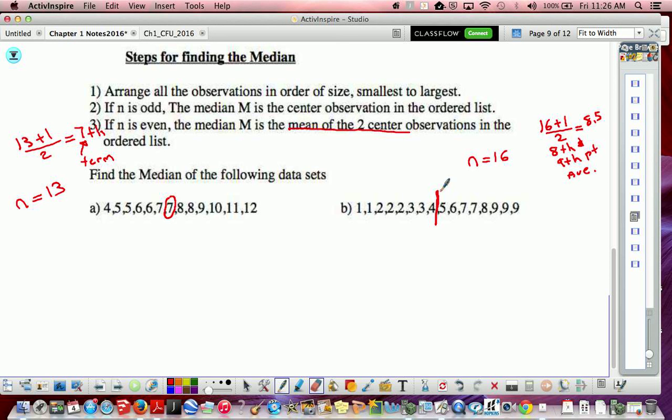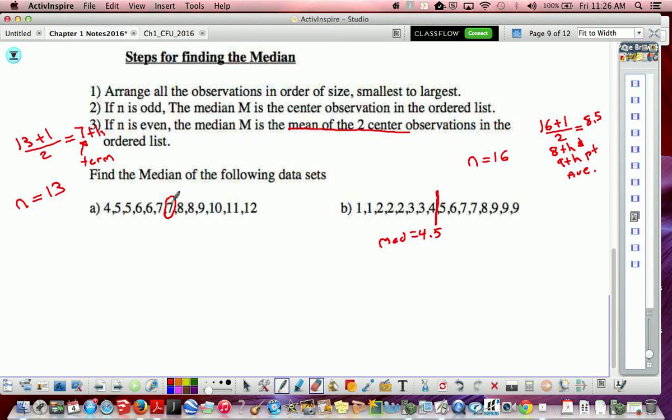Notice how it divides the data into two equal pieces. 8 above and 8 data points below it. So my median is technically 4.5. So I have to average 4 and 5. Notice how it divides the data into 50% and 50%. I know some of you might be saying, well, this includes this data point, so it's 50% and 50%.